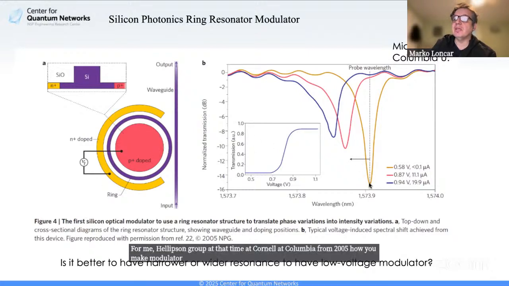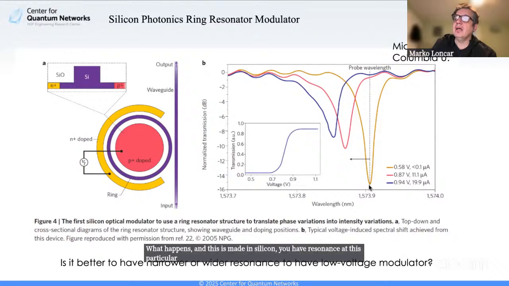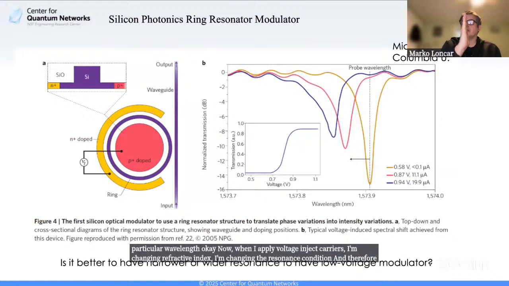Basically, you have this resonance. This is experimentally measured data. If you don't apply a very large voltage, what happens? This is made in silicon, and you have resonance at this particular wavelength. Now, when I apply voltage, I inject carriers. I'm changing the refractive index, I'm changing the resonance condition, and therefore the resonance shifts, let's say to the blue line.